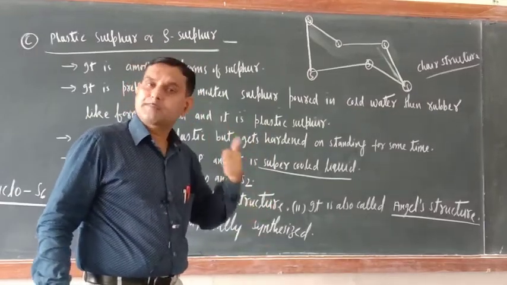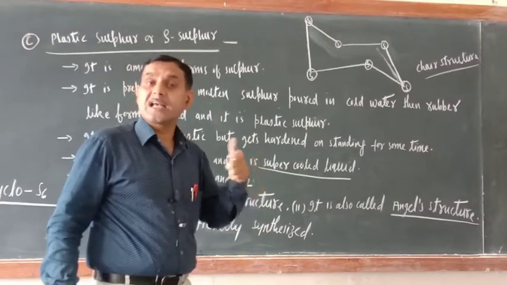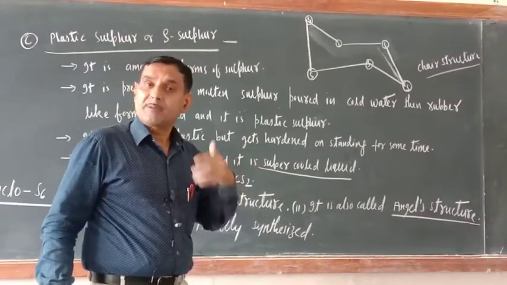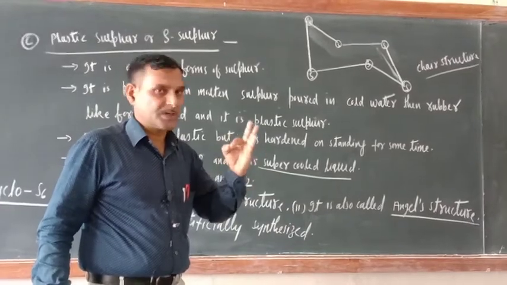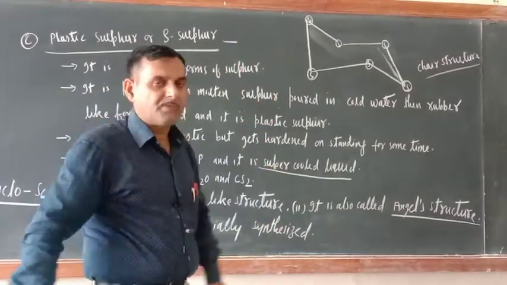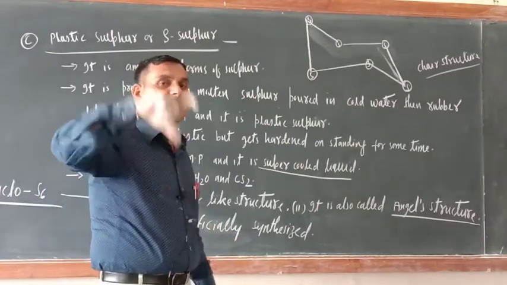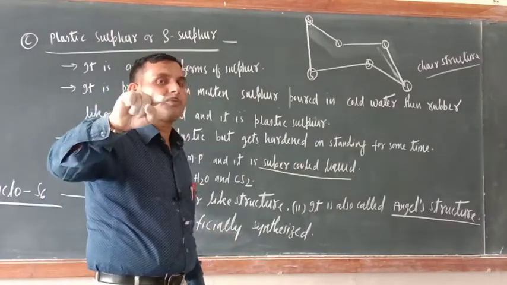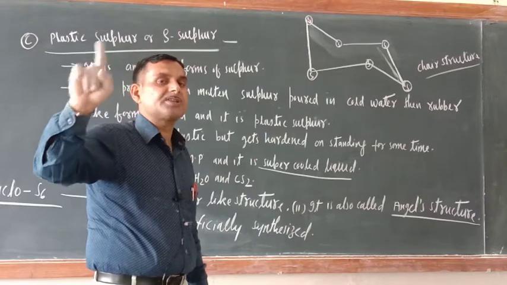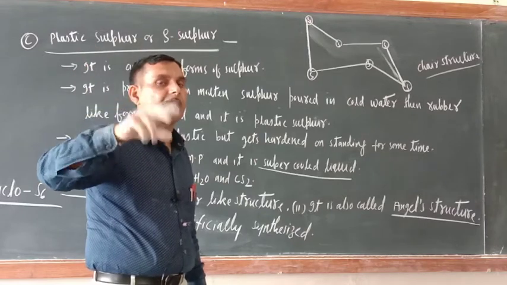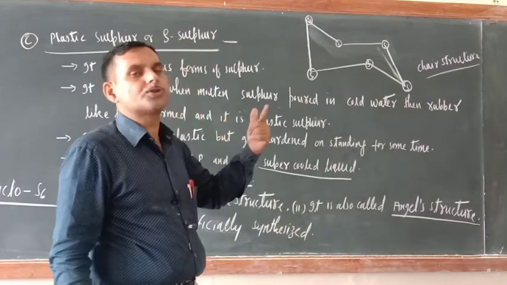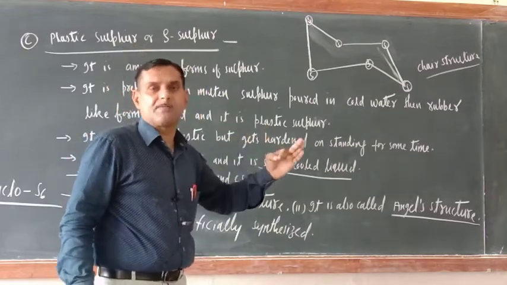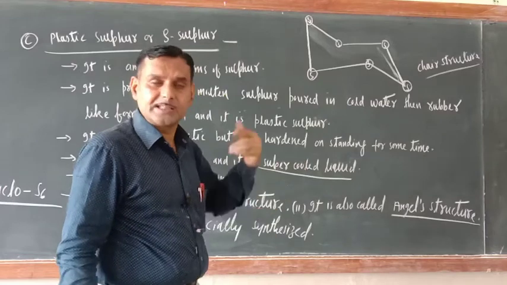Similarly, to explain the paramagnetic character of S2 vapor sulfur, molecular orbital theory is taken into consideration. So you should fill the molecular orbital diagram. Then what you will see is that in the pi 3px and pi 3py antibonding orbitals, there are unpaired electrons. Due to the presence of those two electrons, S2, vapor phase sulfur, is paramagnetic.